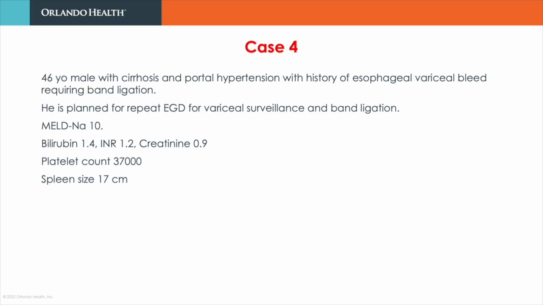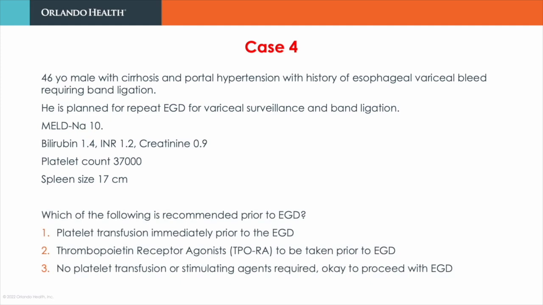Now, just to clarify the table that you mentioned, upper endoscopy with variceal surveillance and band ligation is considered a low risk procedure. So in this patient, would you do platelet transfusion, or would you consider a TPO agonist, or would you just proceed with EGD without a platelet transfusion or TPO agonist? Please proceed. Okay, 3. Yeah, I would do option 3. This one should be fine.